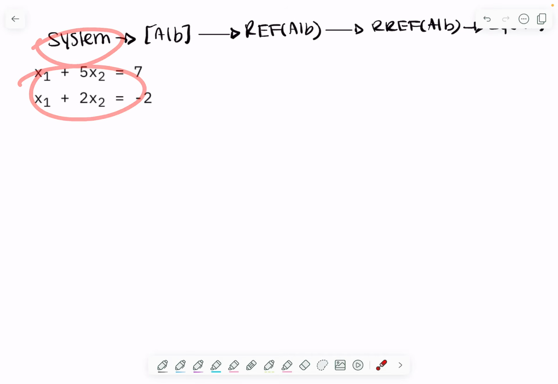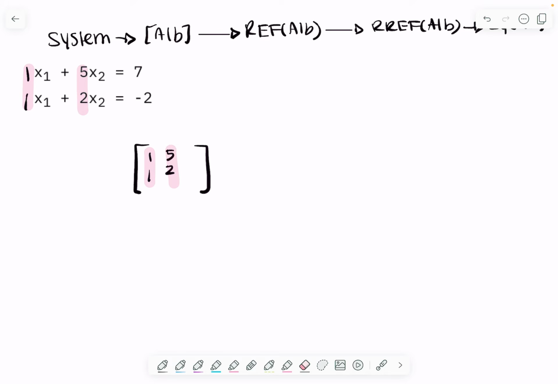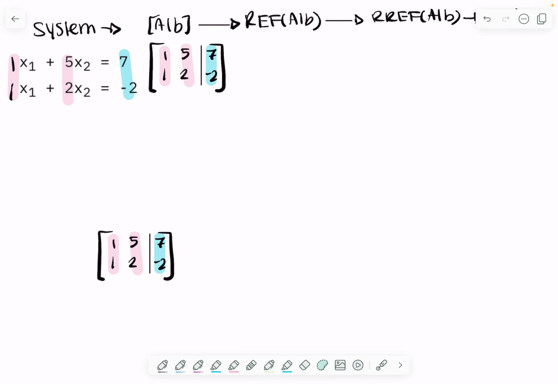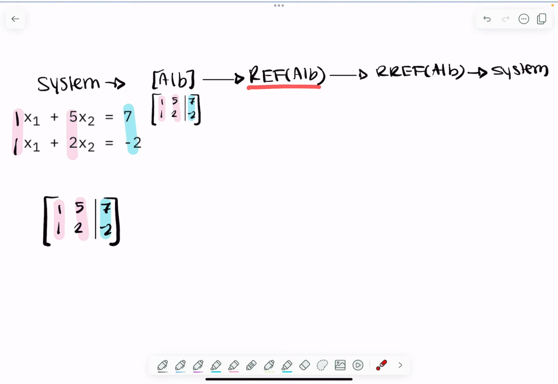This here is a system. Let's first rewrite it in a matrix. I always fill in the coefficients that are missing. This is 1, 1, 5, 2. And then an augmented matrix is just adding a line and then adding our B values, our ending values. These are A values or B values. That's why we call it our matrix A of B, where the B values are here, the A values are here. So this is this step right here, our matrix A of B. Now I have to get it into row echelon form.